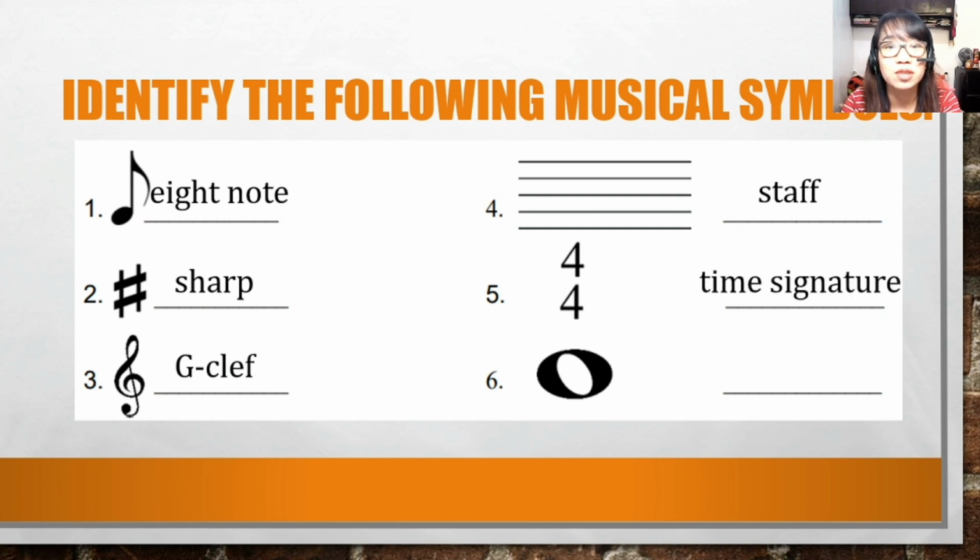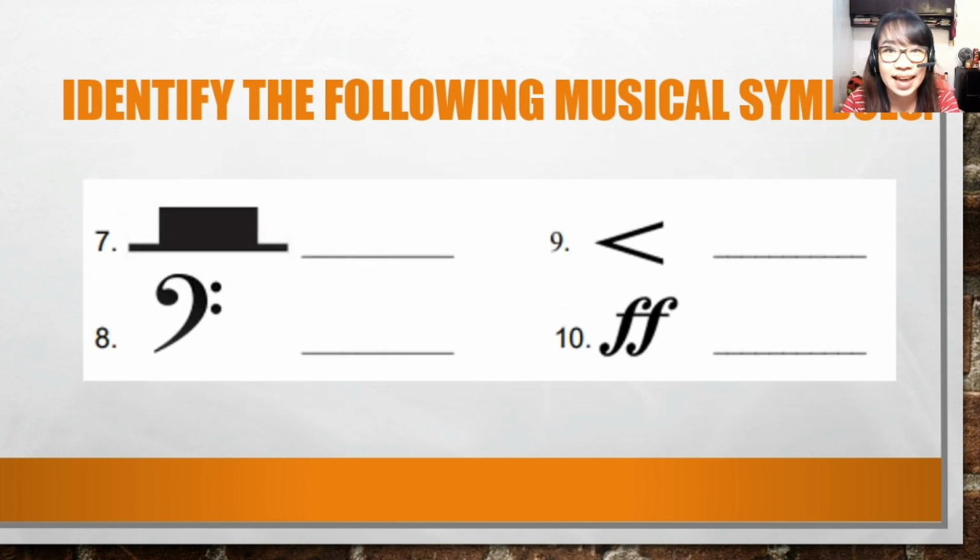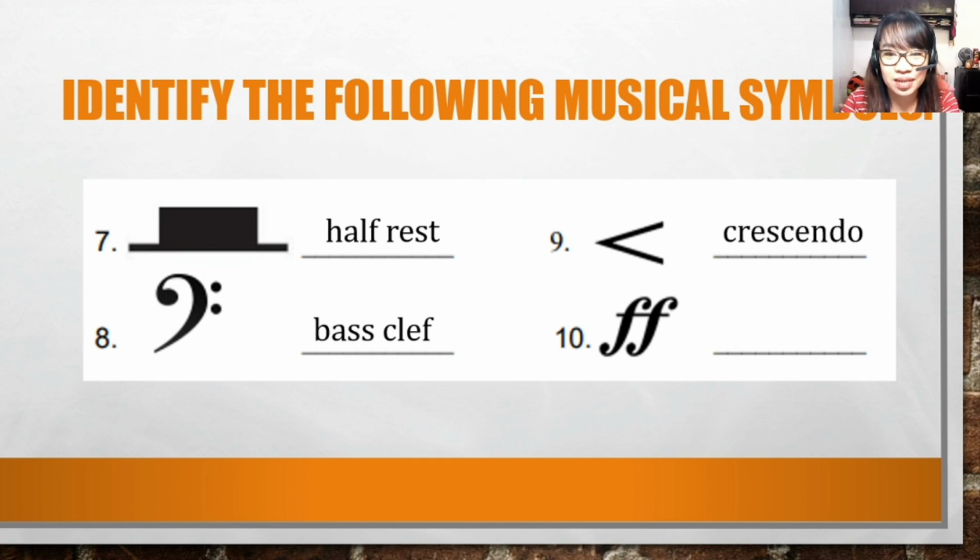Okay, time signature. This is an example of a time signature. Number 6. Good. This is a whole note. Okay, next one. Number 7. This is not a hat. Great. This one is a half rest. Number 8. Very good. Bass clef. Number 9. Greater than, lesser than. Again, we are not in a math class. So this one is, yes, crescendo. Okay, number 10. Very good. This is fortissimo.